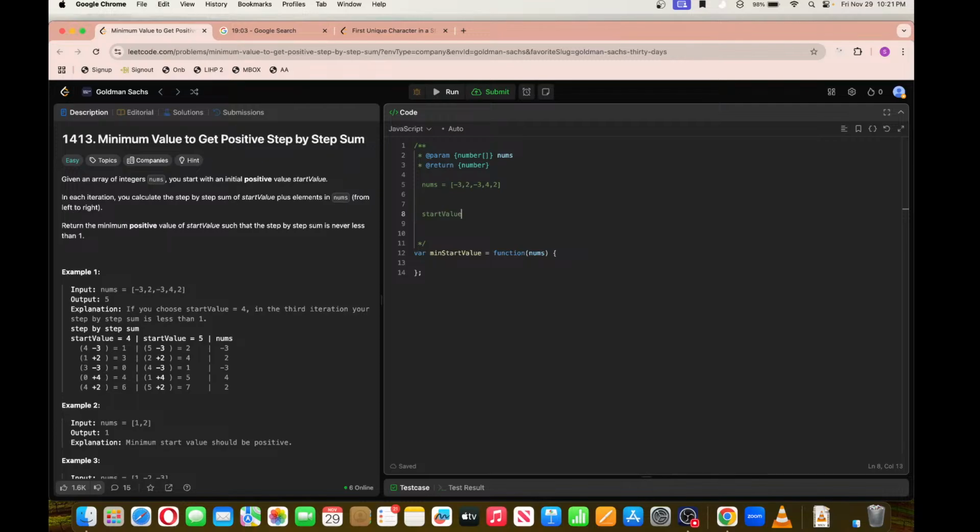Start value, in the beginning, suppose I choose start value as 4. Then 4 minus 3 is equal to 1, and then 1 plus 2 is 3, 3 minus 3 is 0, so it is 0 at this step. With start value 5, it will be 5 minus 3 is 2, 2 plus 2 is 4, 4 minus 3 is 1. So I need to return the minimum positive value of start value such that the step by step sum is never less than 1.